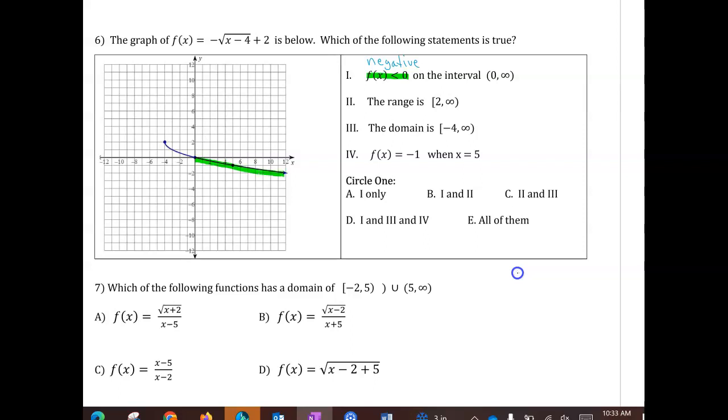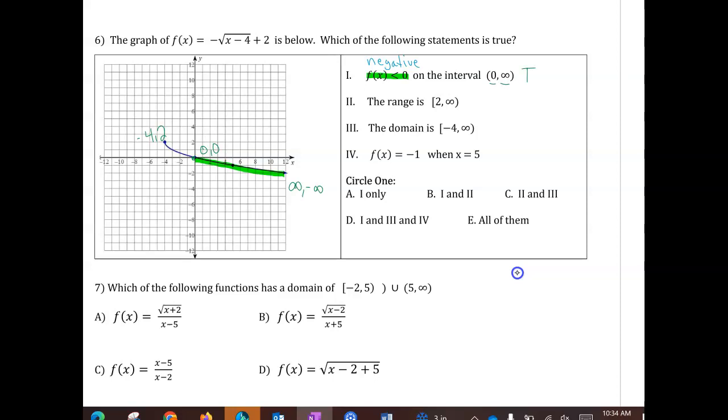So I'm going to need some information. So I'm going to go ahead and mark where it starts, where it ends, and then where it crosses the x-axis. So when I want to know where is it negative, this is saying it's negative from when x is 0 to x is infinity, which is happening on the graph. So this is a true.